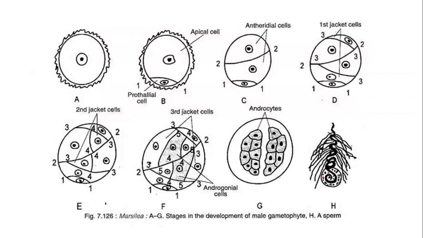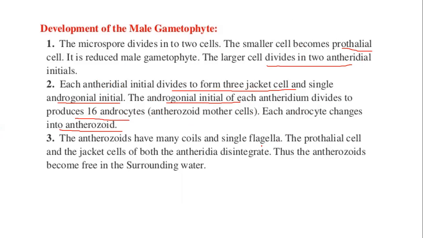So look here, this is the antherozoid. It is spirally coiled. All of this is the antherozoid. So the anthrozoids are highly coiled and have a single flagellum.